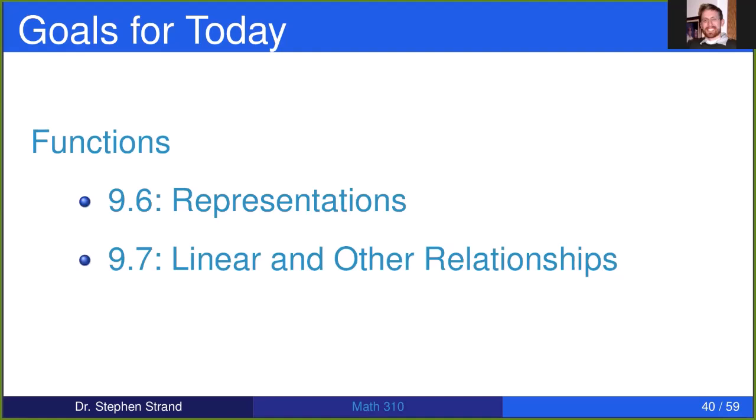All right, in this video, we are going to look at functions. We're going to try to do a fairly basic introduction to the idea of functions and some of the things we want to do with them. In particular, we're going to talk about what functions are and the different ways we can represent them. And then in the second part, we're going to look at some specific types of functions and problems that we might see with them, focusing on linear functions, but looking at some other ones as well.